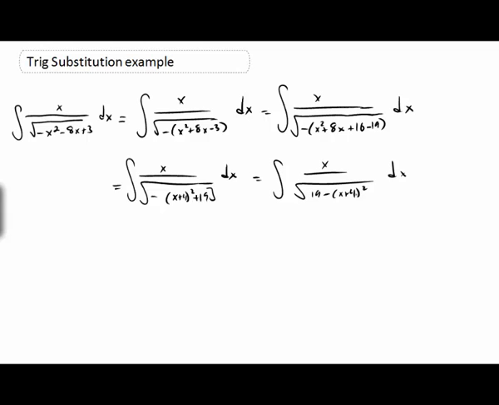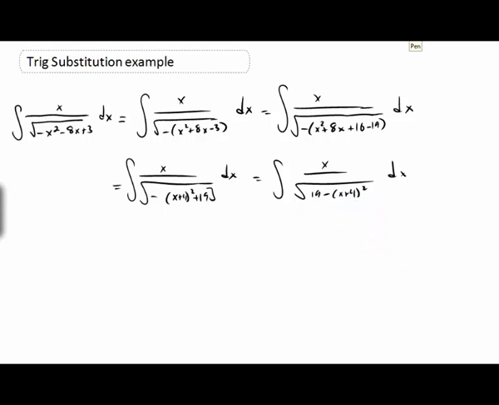So what's the purpose of trig substitution? It's to take this difference, where I have something minus something squared, like a number minus something squared, and turn it into just something squared. Because if I have just something squared, then I can easily compute the square root of that. It would just be the something. So that's the point of trig substitution.